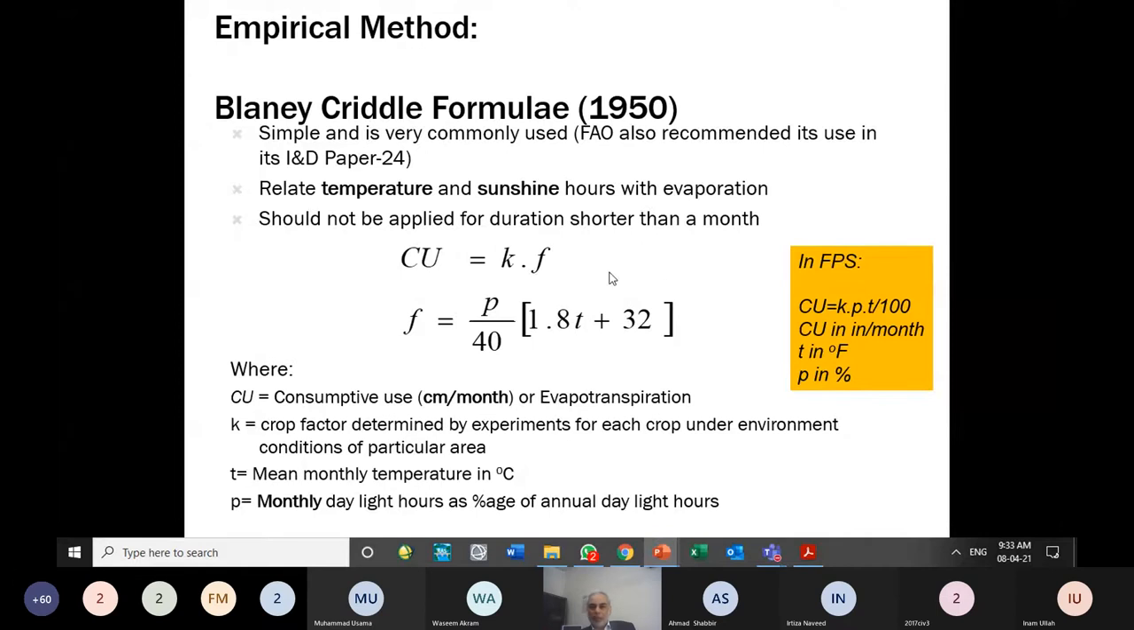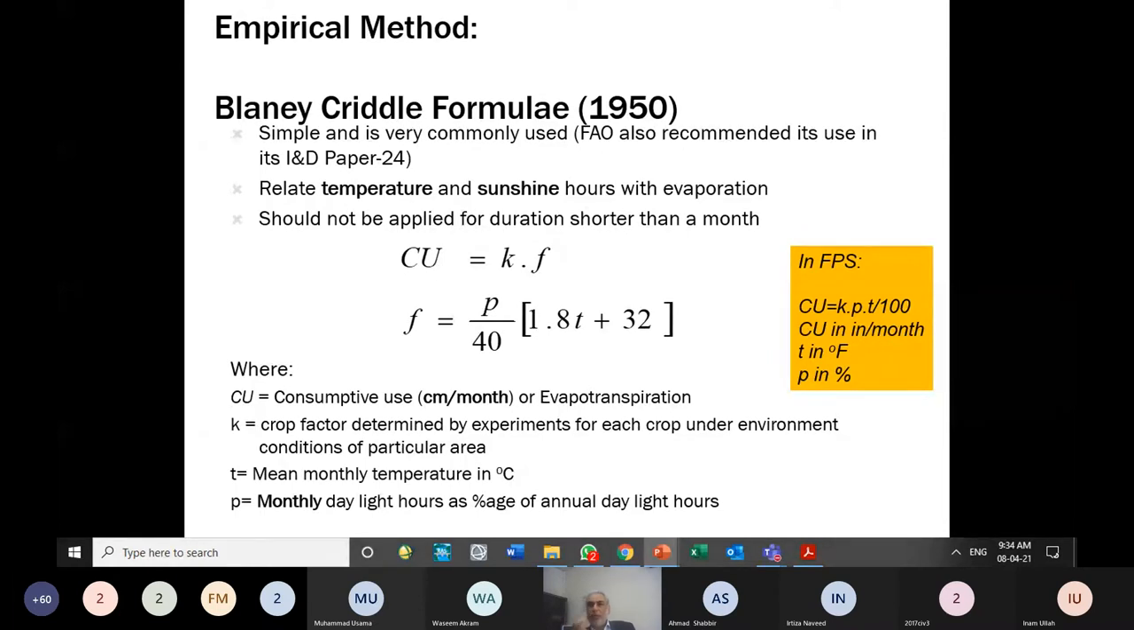It needs even less data. It calculates a factor F based upon two climatic factors: P, the percentage sunshine hours, and T, the temperature. Blaney-Criddle proposed this method to calculate evapotranspiration requirement or consumptive use requirement on a monthly basis.